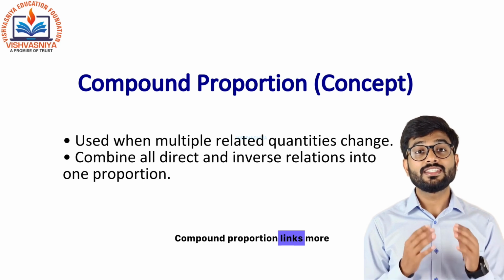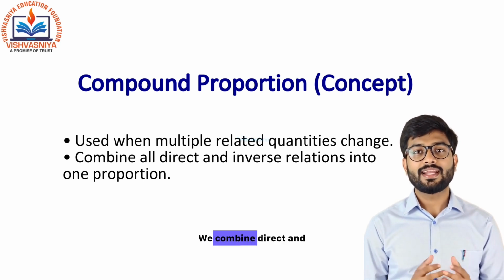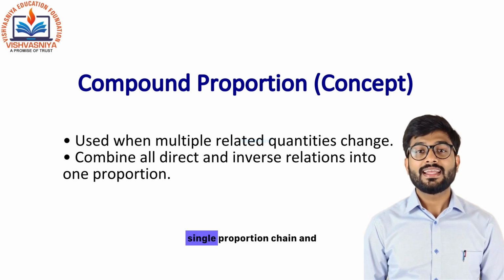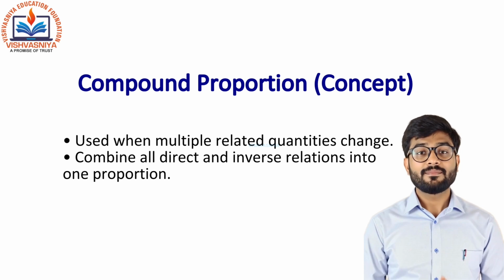Compound proportion links more than two changing quantities together. We combine direct and inverse relations into a single proportion chain and solve step by step. This is useful when multiple factors affect the result simultaneously.